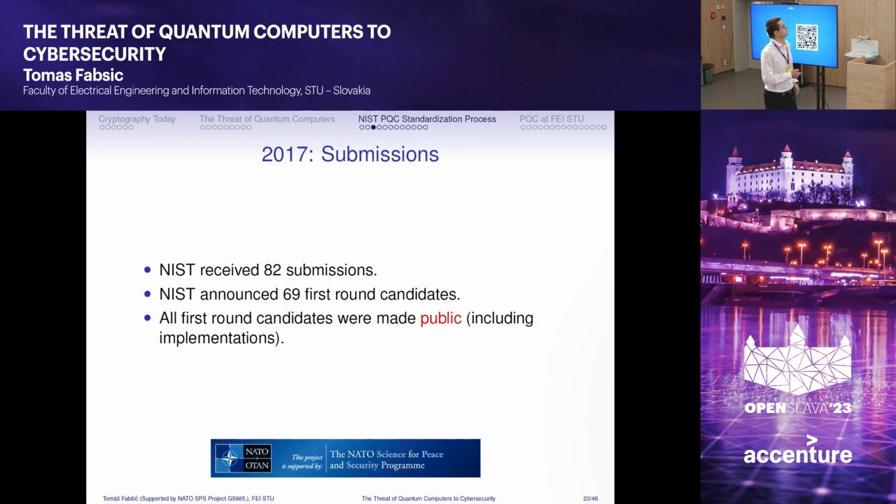This process is, I believe, quite transparent and open. NIST invited researchers from all around the world to send suggestions for post-quantum cryptosystems, to send their submissions. Everyone could do it. There were no restrictions. And so in 2017, when there was a deadline for sending these candidates, NIST received 82 of them, and 69 were deemed to be complete, and they were accepted as first-round candidates. So the process started with 69 candidates for post-quantum cryptosystems, and they were all made public, including their implementations. And the cryptographic community was free to analyze these cryptosystems, to publish papers on them, to find their weaknesses.